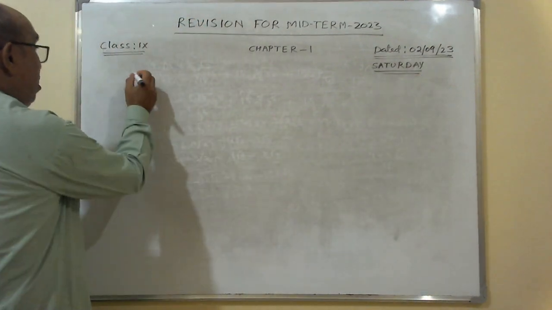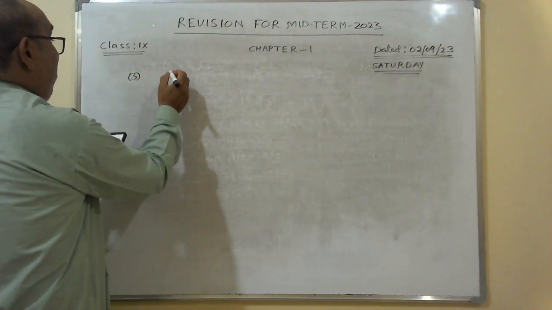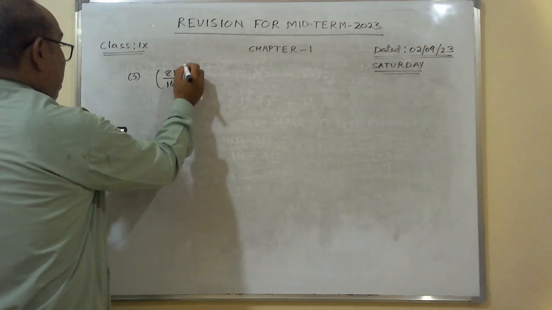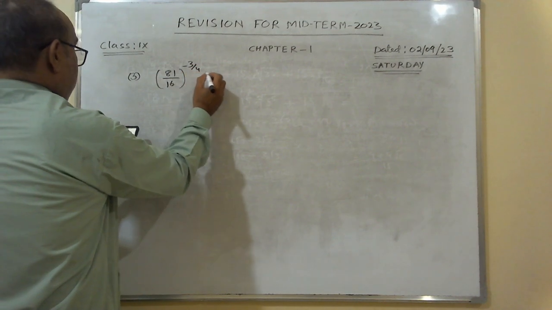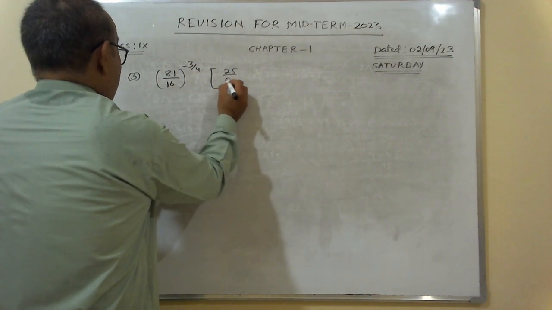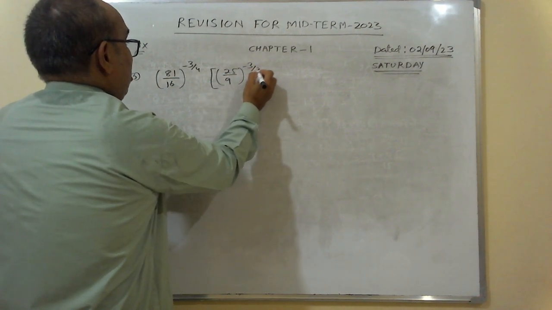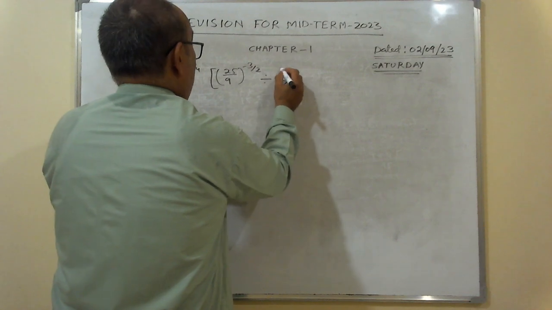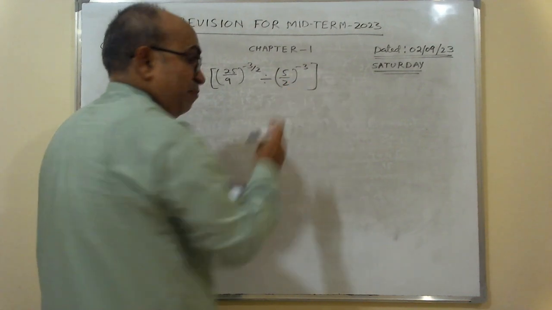Question number 3, simplify the given exponents. These are exponents. 25 by 9 whole to the power minus 3 by 2 divided by 5 by 2 whole to the power minus 3. We have to simplify this.